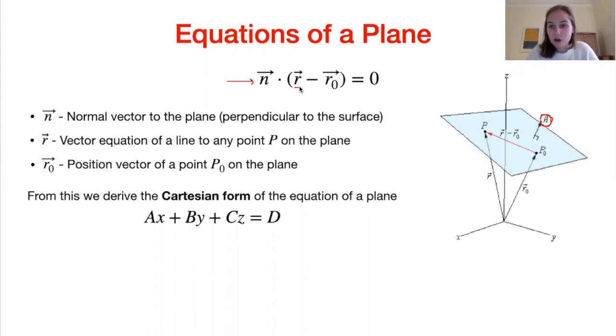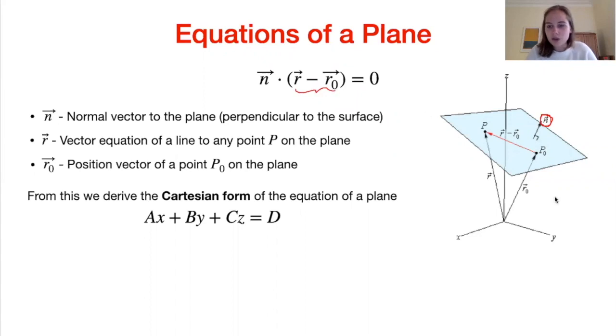which takes us from the origin to any point on our plane. So in this case, we've denoted a general point on our plane as point P, and this vector r takes us from the origin to any of those points on our plane. R0 is the position vector of a point P0 on the plane. So R0 is the position vector which takes us from the origin to a point on the plane which we know lies on the plane. So how then does this equation describe the equation of a plane right here? Well, first of all, let's have a look at what r minus r0 is.